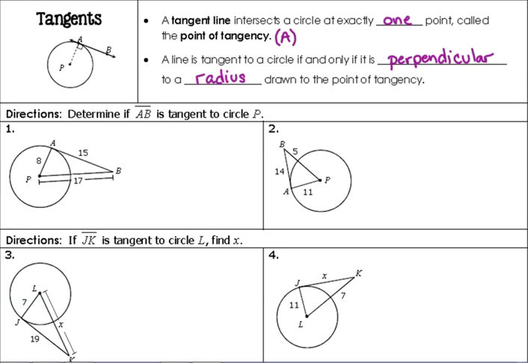Okay, determine if AB is tangent to the circle. So if it is tangent, then it must satisfy the Pythagorean theorem. We don't know for sure that we're looking at a right triangle right there, but we need to check it. So we need to see, does the leg squared plus the other leg squared equal the hypotenuse squared? One of the legs is the radius, 8. One of the legs is the tangent, 15. The hypotenuse is what connects the other end of the radius to the other end of the tangent line.